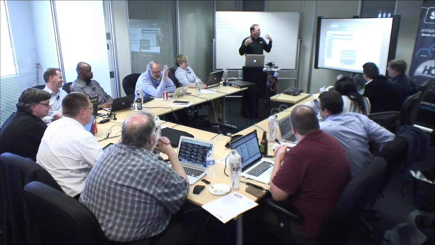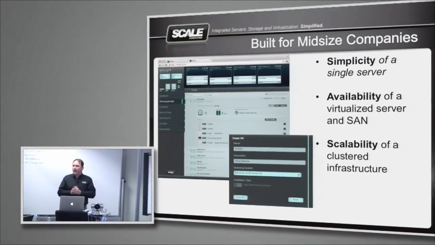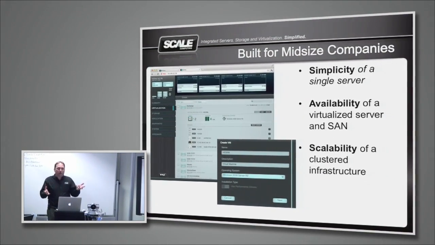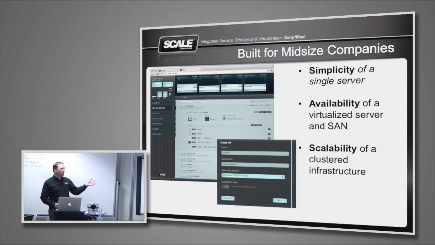My feeling exactly. All right, so again, the whole goal of this product was it was built for mid-size and even small companies. We do have companies using our product that have 0 IT guys, and it's the guy who says, hey, I know how to install Windows, I can create a VM, and this is leaps and bounds better than what they were using before they had us. Simplicity of a single server. You saw how easy it is to create a VM. They get the availability of that complex 3-2-1 architecture. Some people call that the inverted pyramid of doom. You get all that availability, and you get the scalability of clustered infrastructure.